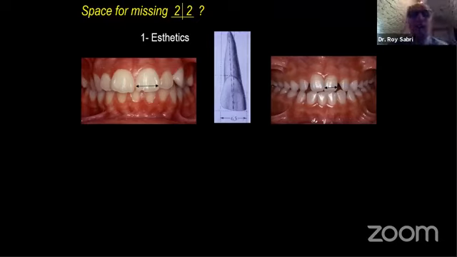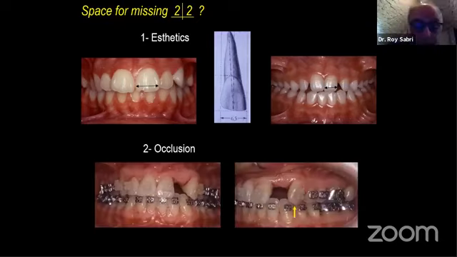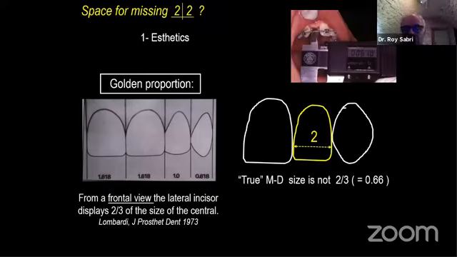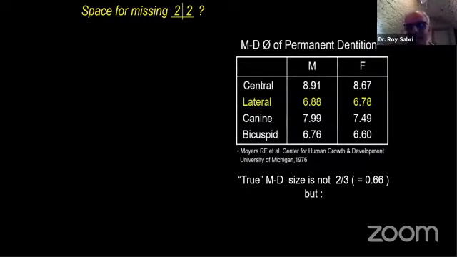What governs that space is esthetics and occlusion. Occlusion, once you get good overjet, overbite, your midlines are on, your canine is seated in class 1, that's the space you need. Plus esthetics, of course, the lateral should be in harmony with the adjacent central incisor. The golden proportion is not an accurate way to measure, because golden proportion is how you see it from a frontal view. It's not the real mesiodistal size.